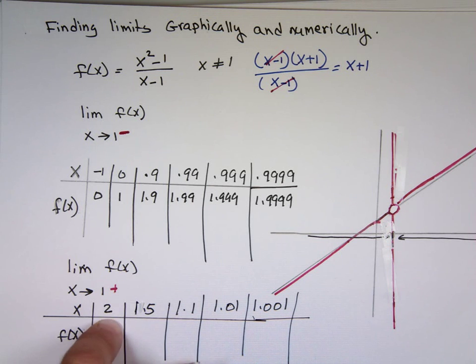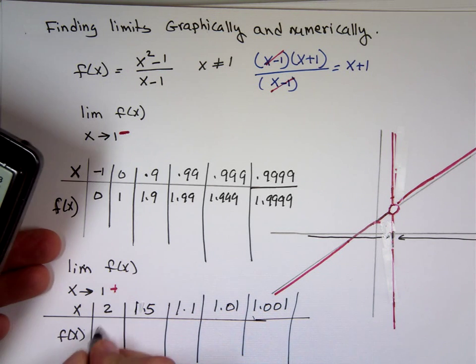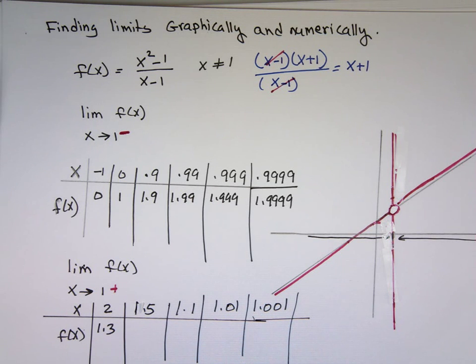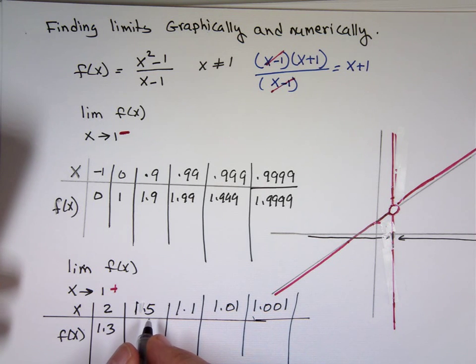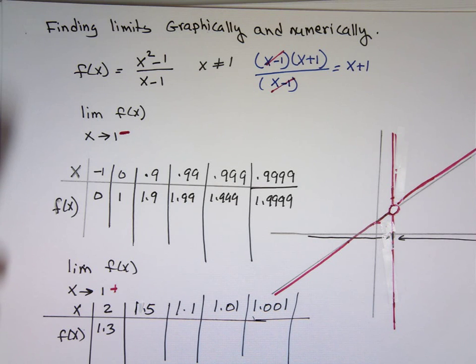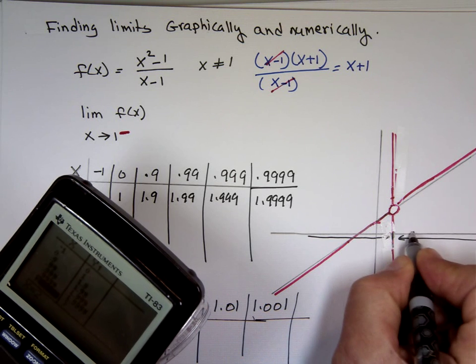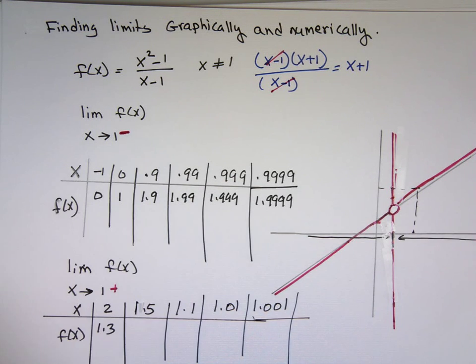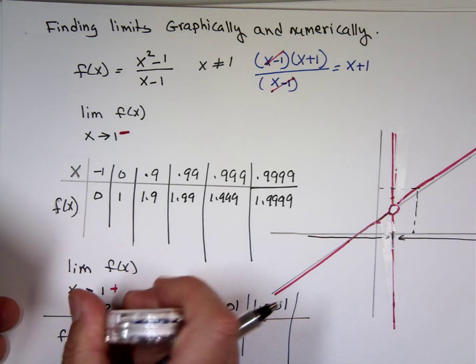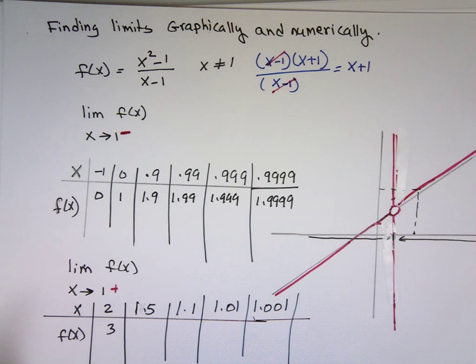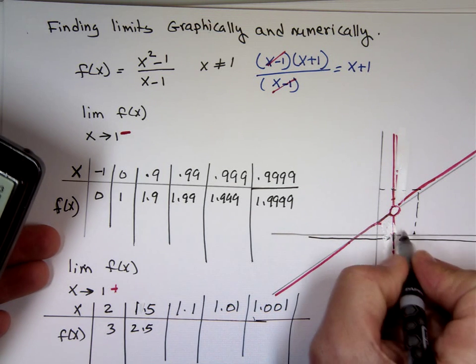So when x is 2, let's plug it in. What's the y value? When x is 2, the y is actually 3. So notice when x is 2, somewhere here the y value was 3. When x is 1.5, the y value is what? 2.5. Right there. See the y value? It's 2.5.